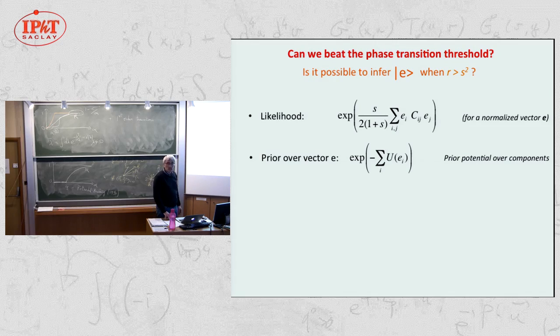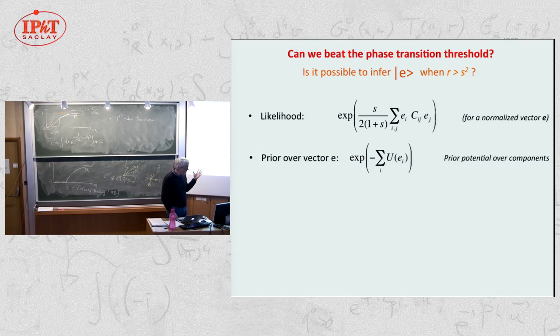But now assume that we know something about the direction E. So we have some prior information, and there are many ways of thinking about prior information. One way to think about it is that we know something about the components of E. This is one particular case. So for instance, we know that the distribution of the components is going to be this one. For instance, each component E_i is going to have a prior distribution which is given by a potential U.